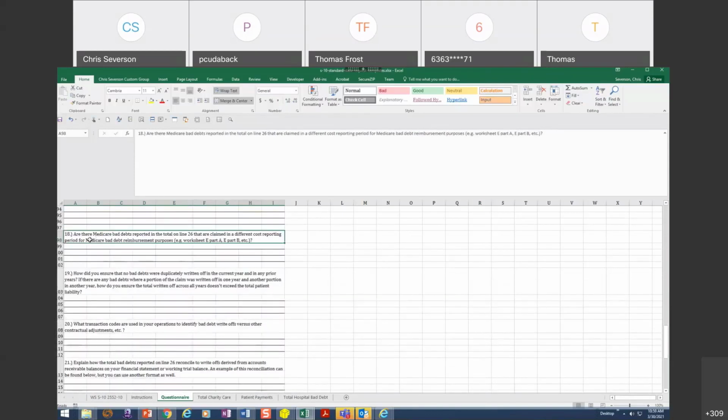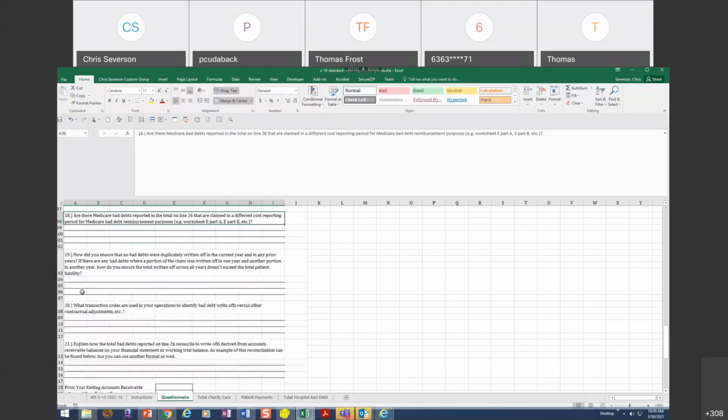18, are there Medicare bad debts reported on line 26 that are claimed in a different cost reporting period for Medicare bad debt reimbursement purposes? E Part A, E Part B. That's the collection agency situation we talked about earlier. They're on line 26, but they have not been claimed in this same cost reporting period for Medicare bad debt. Now, maybe you already know they've been claimed in the next year, or maybe it still hasn't been returned from the collection agency even as of today, and that's fine. We just want to know, does this situation exist? Not a big deal if it does or does not. We just want to know if it does. And really, this was more to let you know that, yes, it could happen.